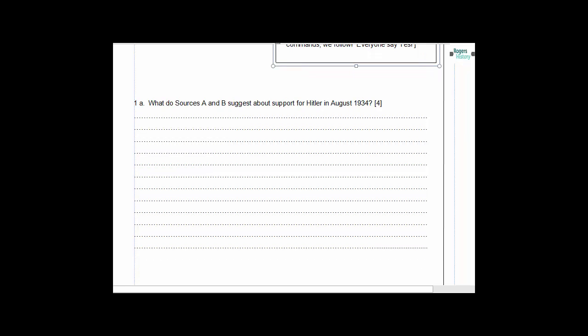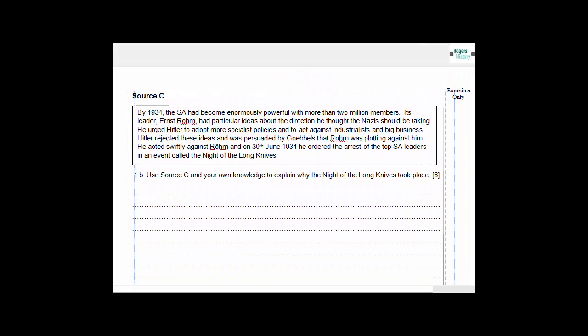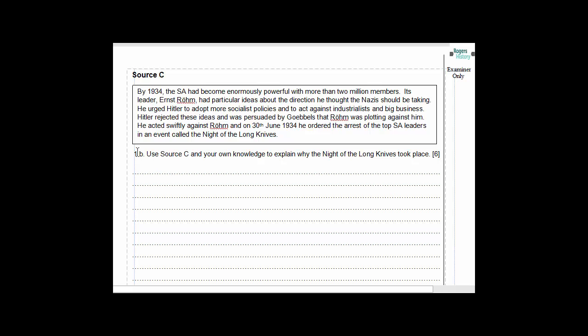That's question 1A. If we move on to question 1B, question 1B, use source C and your own knowledge to explain why the Night of the Long Knives took place. And it's that little bit there that is the command structure for this question. That bit there will stay the same for 1B on every Germany paper.